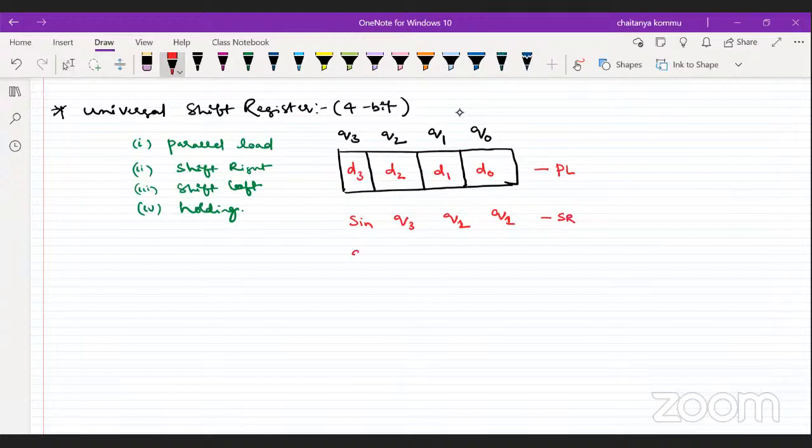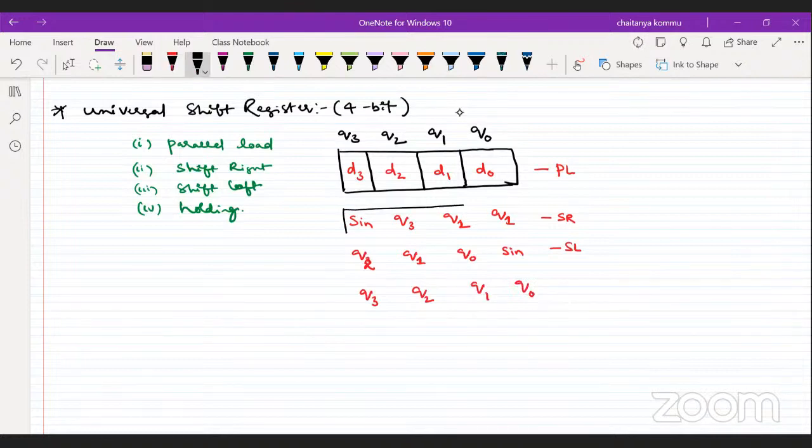Shift left operation means it is occupied by Q2. This is called Q1. This is called Q0. Serial in data is occupied here. It is called shift left operation. Holding operation means Q3, Q2, Q1, Q0 only. Agreed? So these are the things that we need to remember.